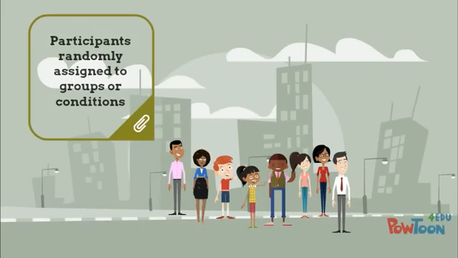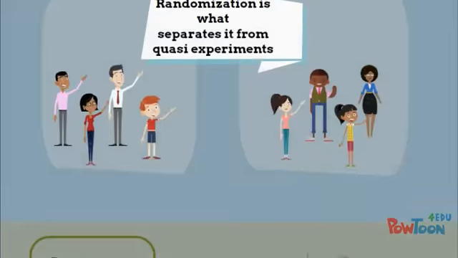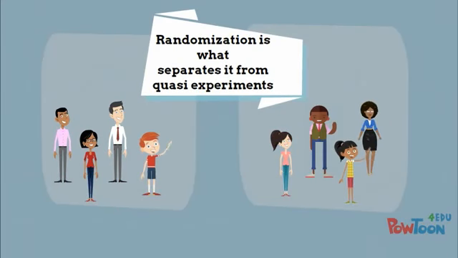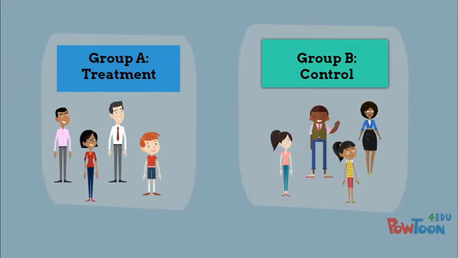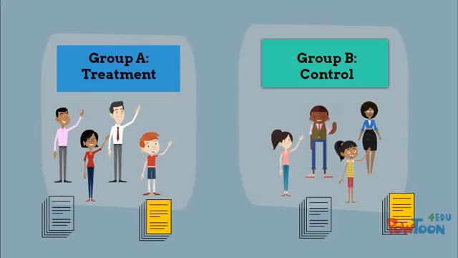Participants are gathered, and before testing they are randomly assigned to groups or conditions. This important feature of randomization is what differentiates it from quasi-experiments. A simple example would include two groups, one consisting of a treatment group and the other of a comparison group. The groups are then tested before and after the intervention.